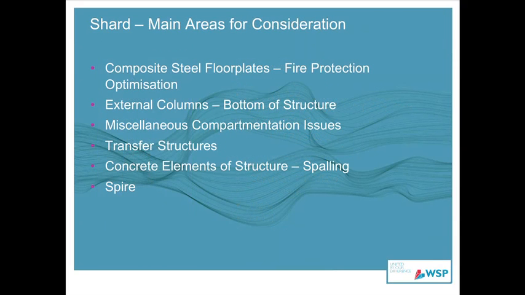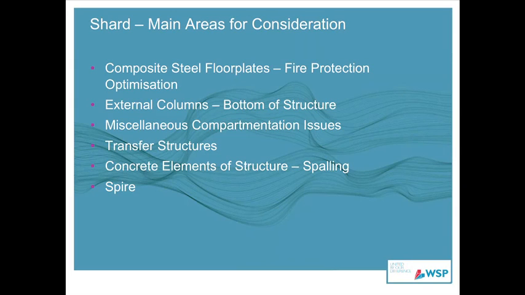So the main areas to consider can be split into basically optimisation of the fire protection requirements to the composite steel systems in the commercial office areas. We did consider the external columns where they come out of the building. Where tall buildings meet the public realm is something which is given particular consideration by architects. On the Shard, the columns actually come outside of the building to enhance the value of that space.